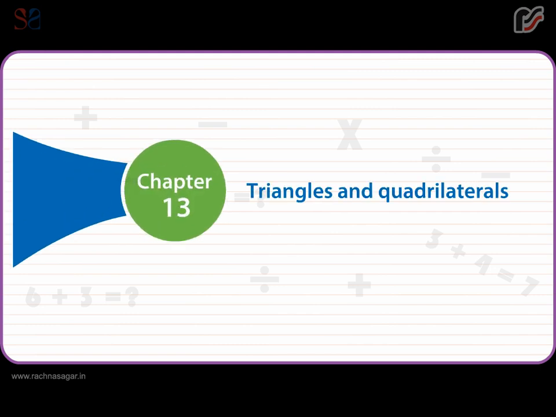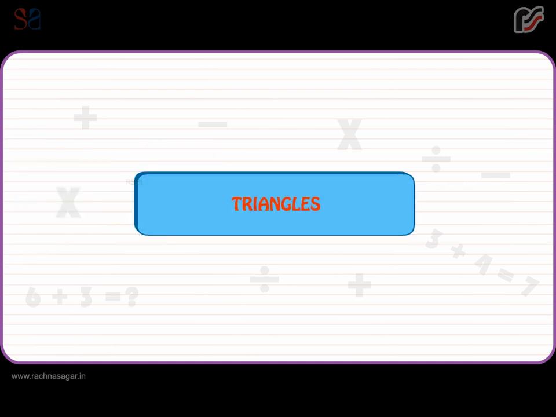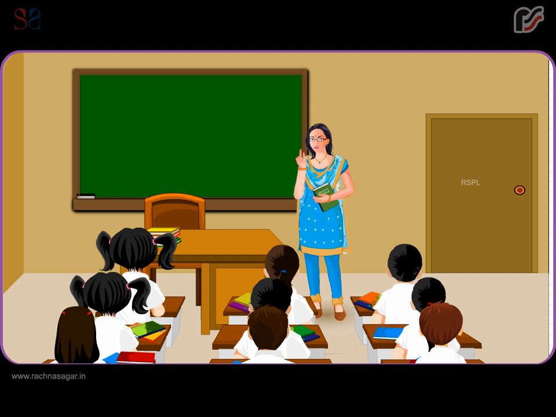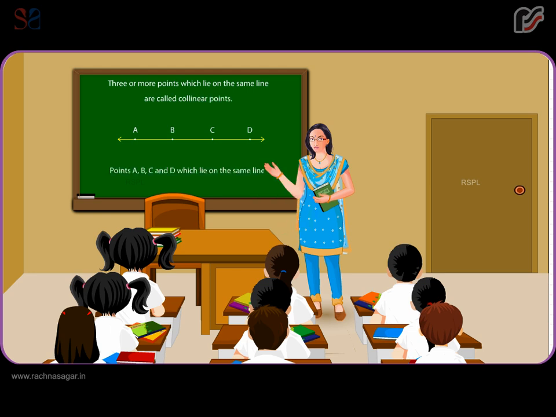Chapter 13: Triangles and Quadrilaterals. Triangles. We have already seen that we can mark many points on a given line. 3 or more points which lie on the same line are called collinear points. Points A, B, C, and D which lie on the same line are collinear points.